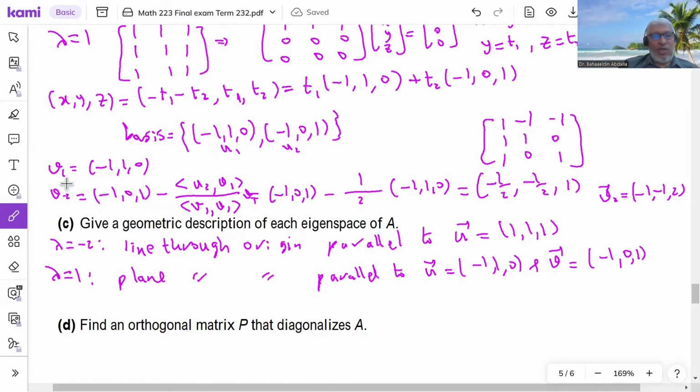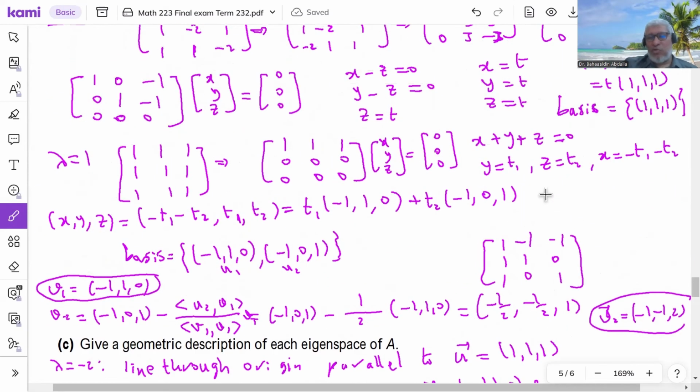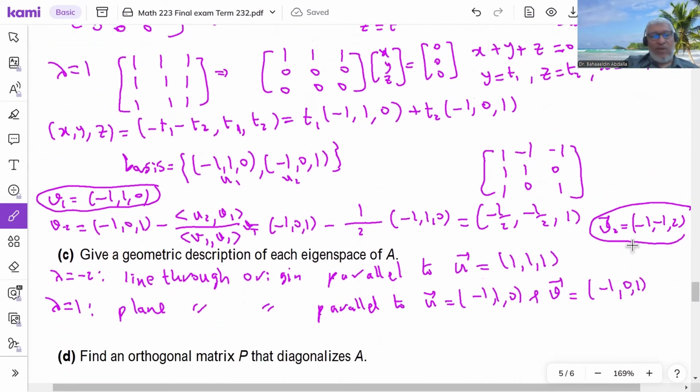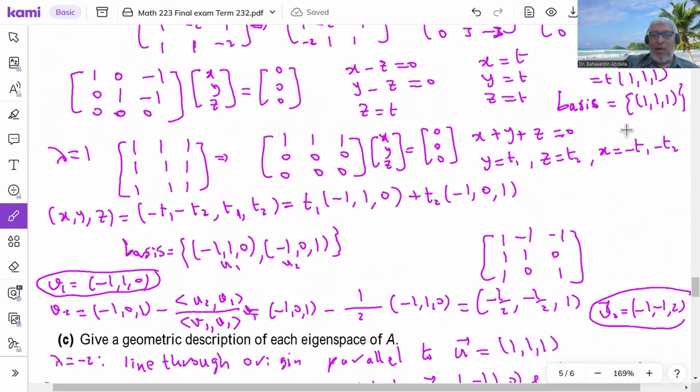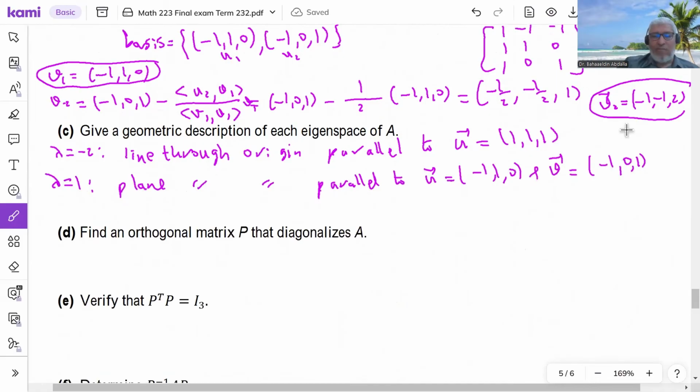Now let me check that V1 and V2 are orthogonal. -1 times -1 is 1, minus 1 plus 0. So in fact, it's orthogonal. And orthogonal also to 1, 1, 1: -1 minus 1 plus 2, that's also 0. So V1, V2, and V3, where V3 would be 1, 1, 1 in this case, are orthogonal.